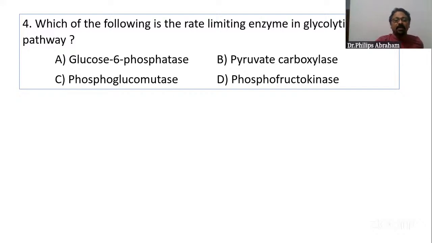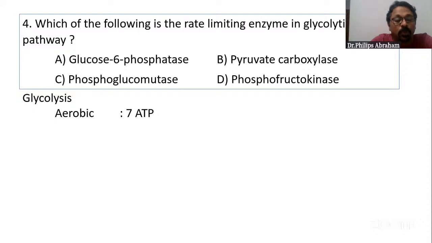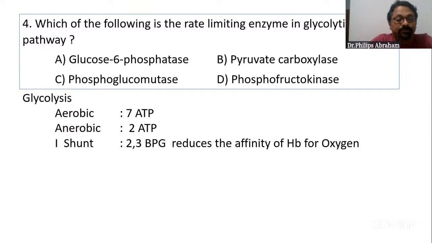Now it's a question from carbohydrate metabolism, so we'll just have a quick look at some points. First, glycolysis. What does glycolysis mean? Breakdown of glucose into pyruvate, and then lactate in the case of anaerobic conditions. We have 2 types of glycolysis, aerobic and anaerobic. In aerobic, we get 7 ATP. In anaerobic, we get 2 ATPs. The product in aerobic condition is pyruvate, and in anaerobic condition the product is lactate.